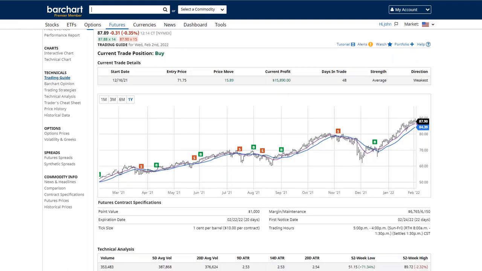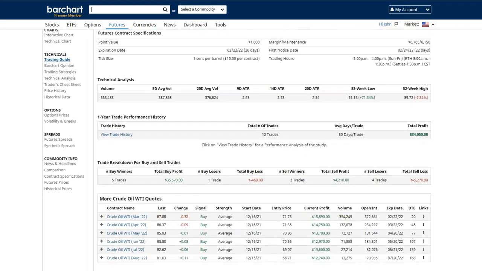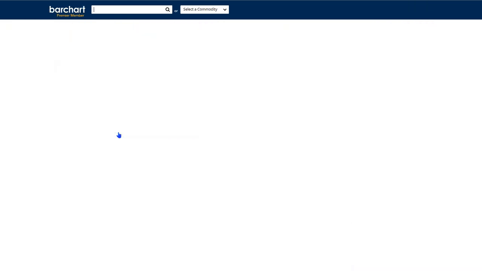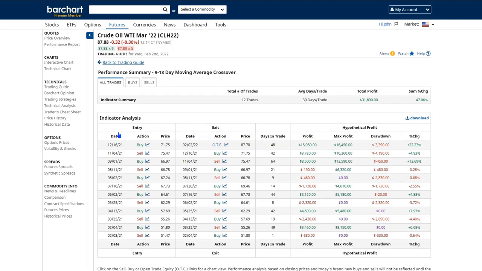So I want to drag this down here for a second. And over here, we have our one-year trading performance history. We can look at all the trades that have occurred in the buy and sell signals for the WTI. And one of the benefits of being a futures trader is that this system is going to give us both buy, going long signals, but also sell, going short signals. And you can see it generates profit from both sides, long and short positions.